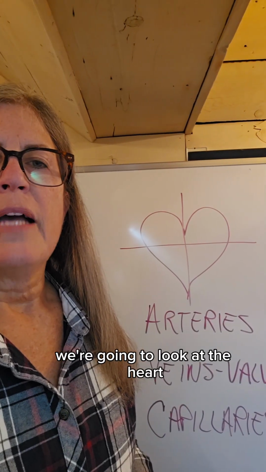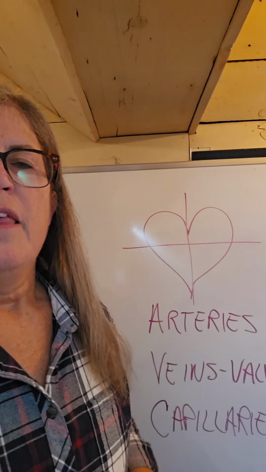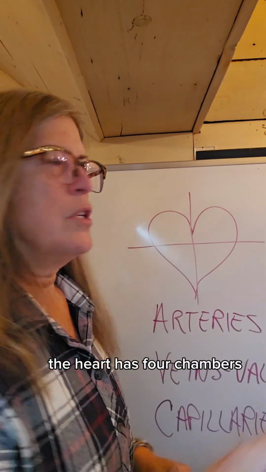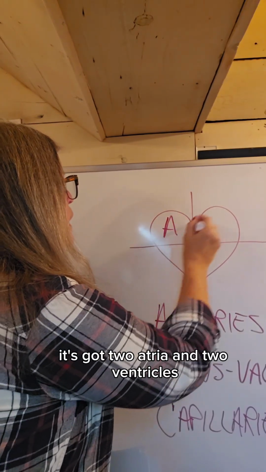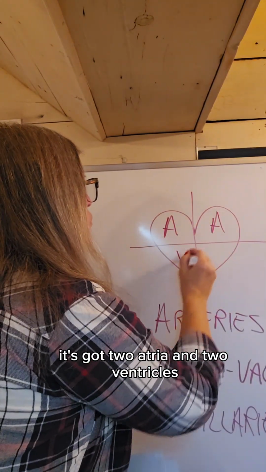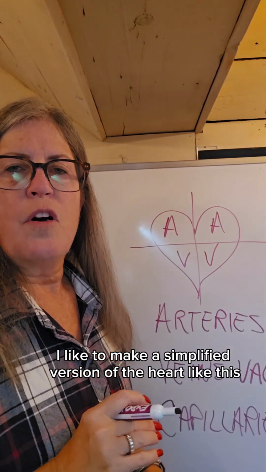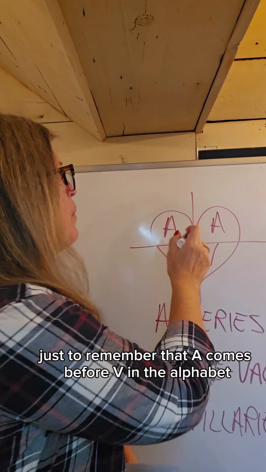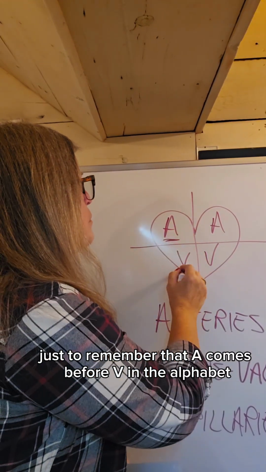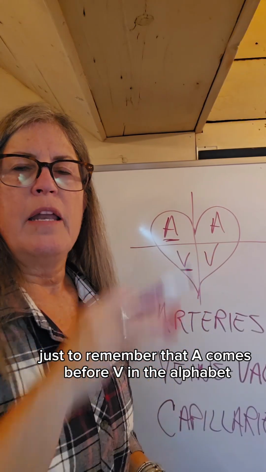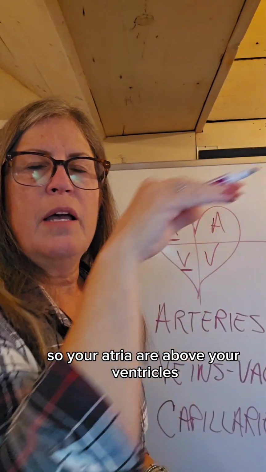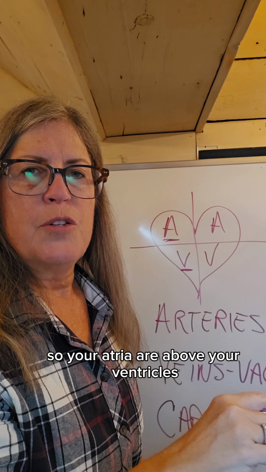I'm going to look at the heart. The heart has 4 chambers. It's got 2 atria and 2 ventricles. I like to make a simplified version of the heart like this, just to remember that A comes before V in the alphabet. So your atria are above your ventricles.